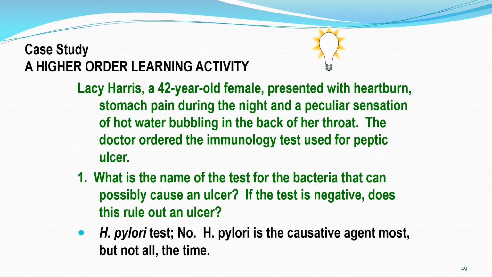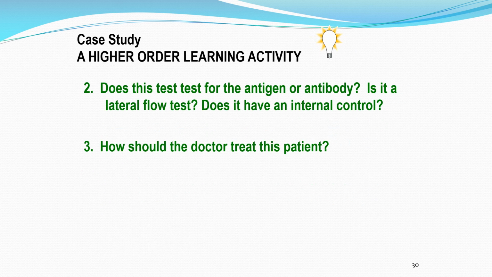Okay. The name of the test for the bacteria that can possibly cause it is H. pylori, right? No, if the test is negative, that does not 100% rule it out. H. pylori is a causative agent most, but not all the time. Ulcers are formed from other things other than H. pylori. Does this test for the antigen or the antibody? Is it a lateral flow test, and does it have an internal control?